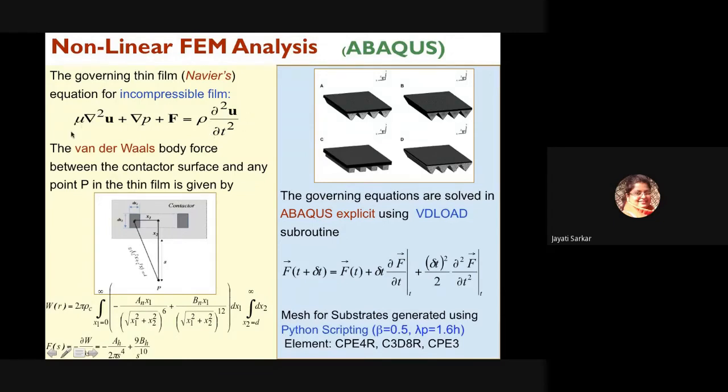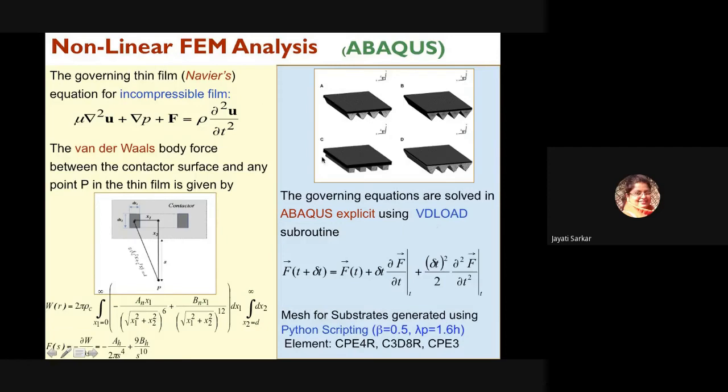Only in this case, the viscosity has been replaced with the shear modulus, and we are not solving for the velocities but for the displacement fields. And here we have not taken the total potential between two slabs, but at each point we have taken a body force with respect to the contactor, right? And we have done only one integration to get the interaction between the point on the film and that on the contactor. This body force has been incorporated through a subroutine, VDLOAD, and we have taken elements depending on the nature of the 2D or 3D simulations that we had done.